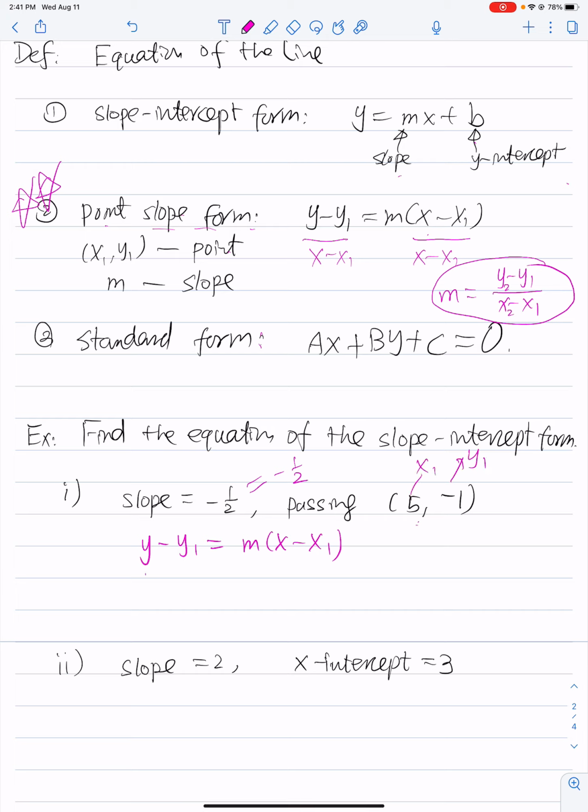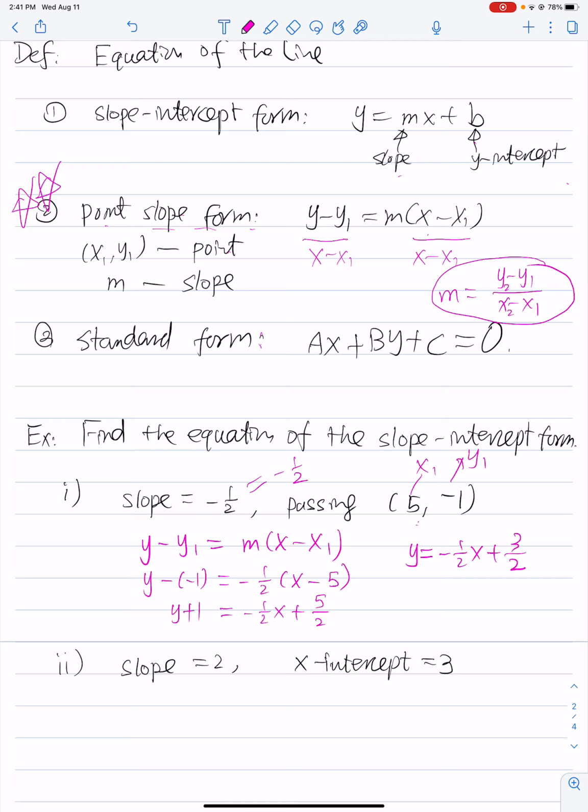With me? So it's y minus negative 1 equal to negative half times x minus 5. So y plus 1 equals negative half x plus 5 over 2. So you distribute, yeah? You subtract 1 on both sides. What do you have? Negative half x plus 5 over 2 minus 1 is plus 3 over 2. Okay, so this is your slope-intercept form. This is what you should do.